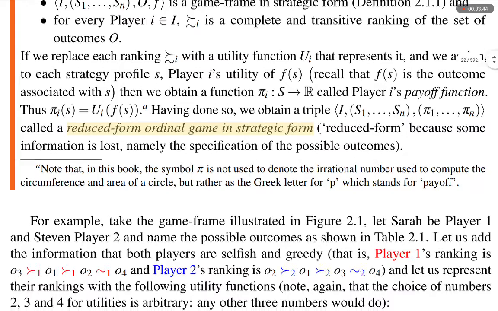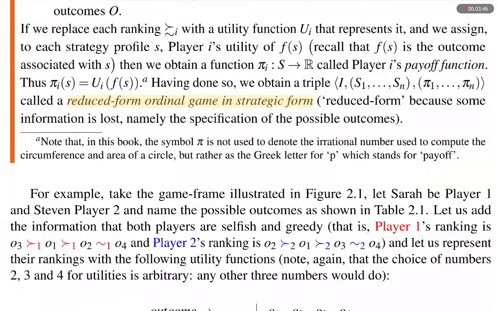Having done so, we obtain a triple: the elements I, S_1 through S_n, and the payoffs π_1 to π_n for player n, called a reduced form ordinal game in strategic form. Reduced form because some information is lost, namely the specification of the possible outcomes.